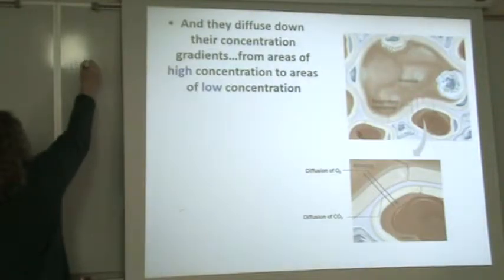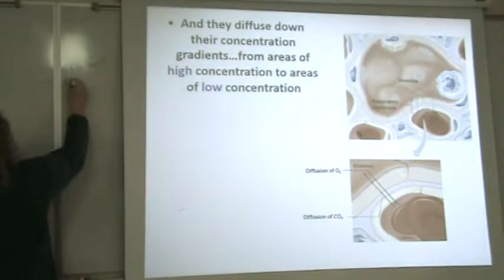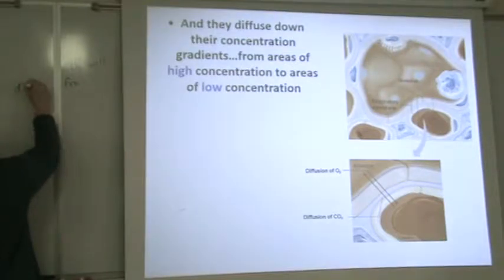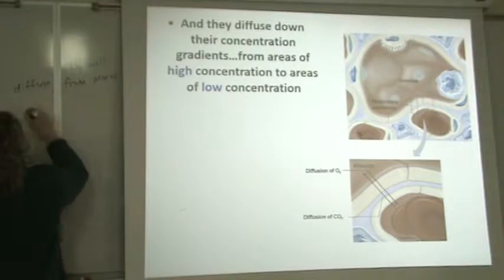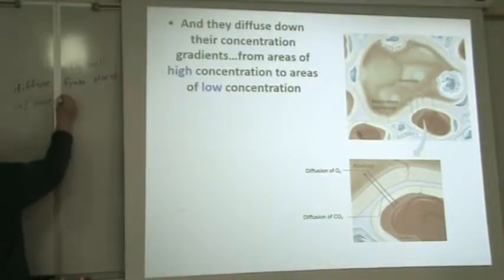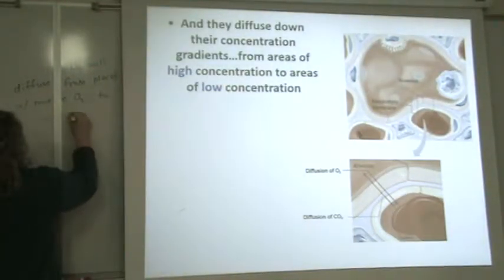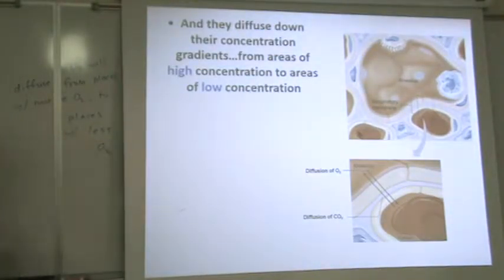So for example, oxygen will diffuse from places with more oxygen to places with less oxygen. So it will move from high to low. It will spread out, it will diffuse. Same for CO2. Wherever they're in higher concentration, they will start to move to where there's less of them. They spread out, they diffuse.